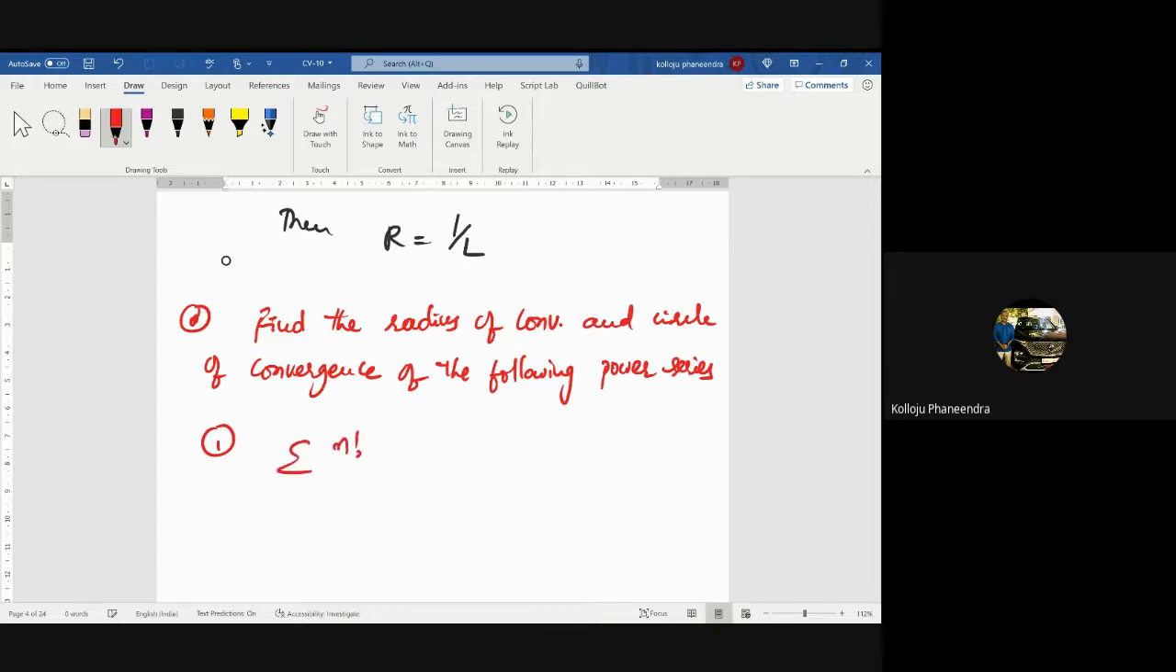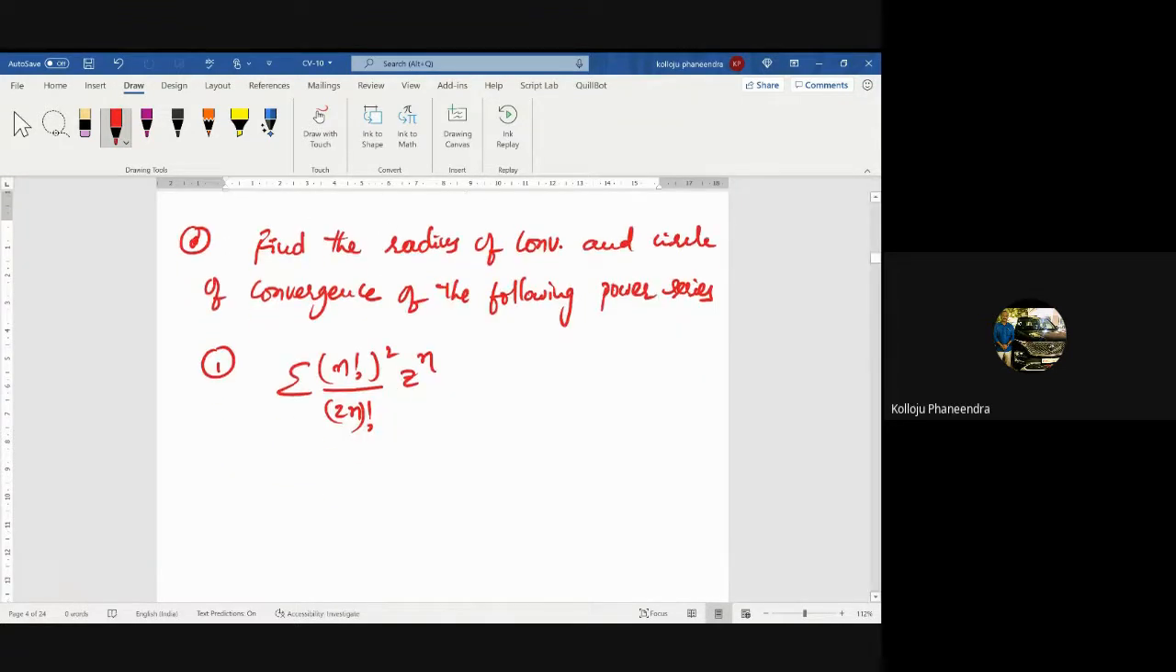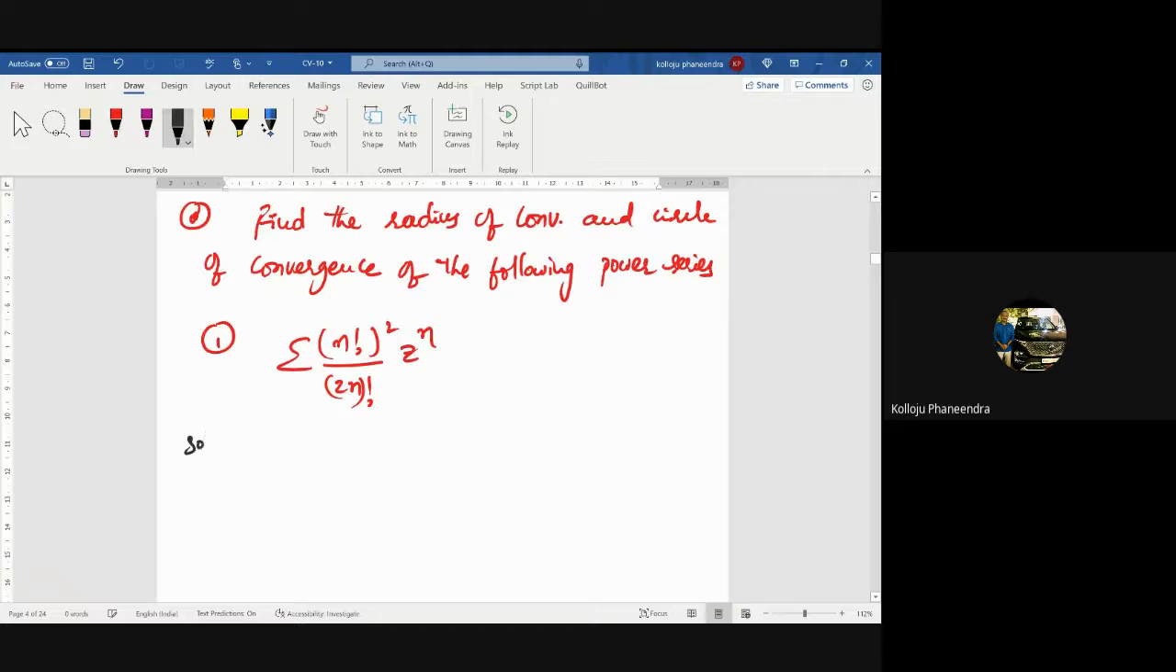Summation of (n factorial) whole square by (2n factorial) z to the power of n. Now, solution. See, what is here? This n means n equal to 0 to infinity.